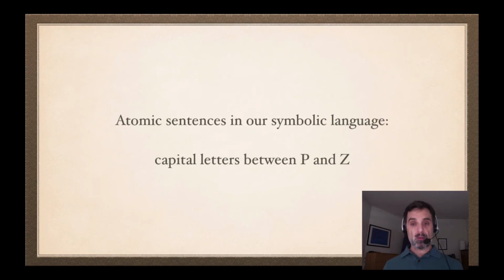So we already have one symbol, the arrow, and now we're going to have some others. We're going to have atomic sentences in our symbolic language. In English, we have atomic sentences that don't contain other sentences. And in our symbolic language, we're going to have atomic sentences that don't contain other sentences. What will they be? They'll be capital letters between P and Z. So P, Q, R, all the way up to X, Y, Z. All of those are atomic sentences in our symbolic language.